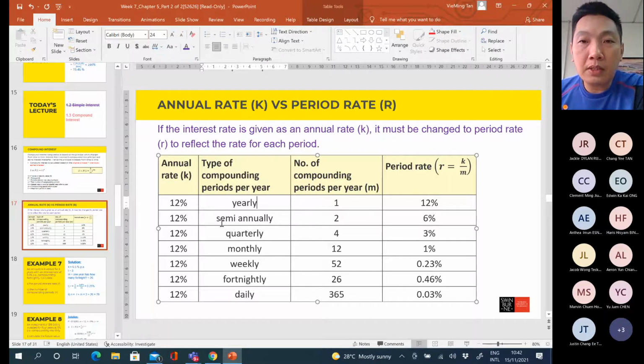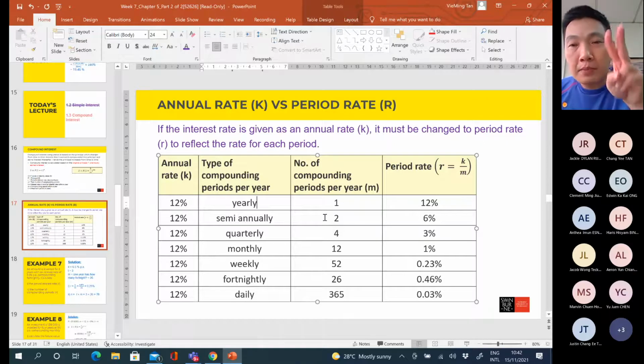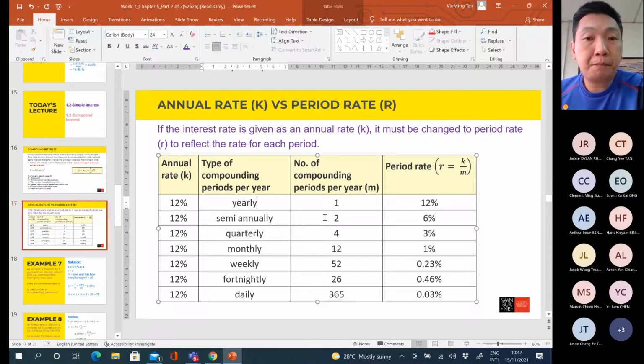How about if this annual interest is revised semi-annually? Semi-annually means every 6 months. So maybe the first time of revision, the interest compound will be in June, and then the second time is in December. So within a year, if the interest is compounded semi-annually, there are 2 times of interest being compounded or revised within 1 year period. So M is equal to 2.